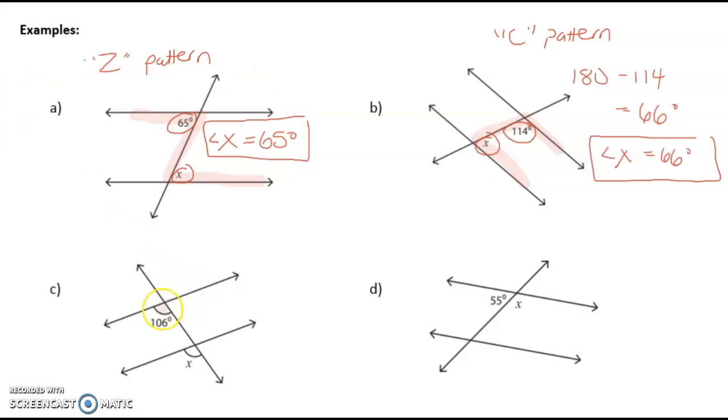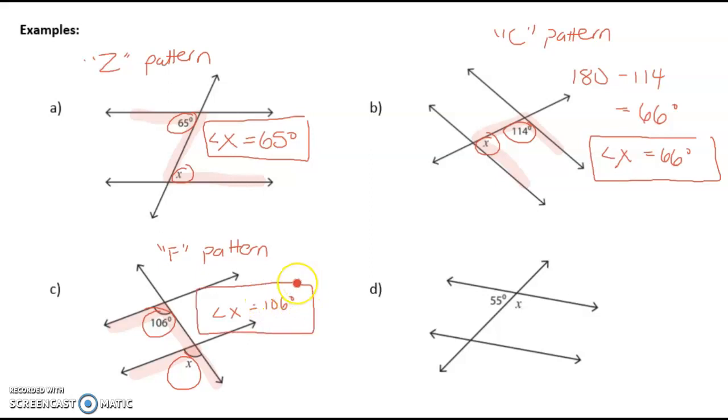Okay, C. What if I did this? Anyone see an F pattern? That means if this is 106, then angle X is 106. So I'm going to write F pattern. And angle X equals 106 degrees.